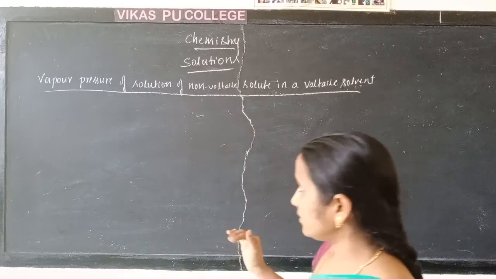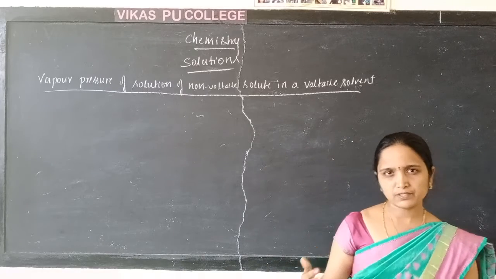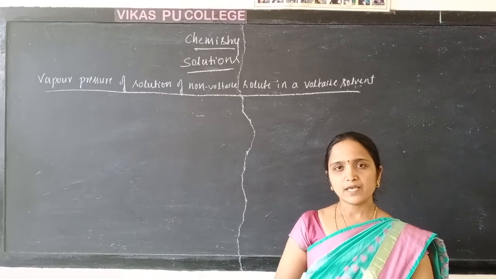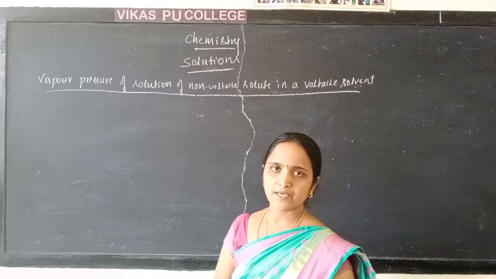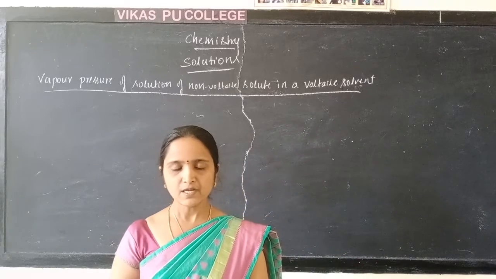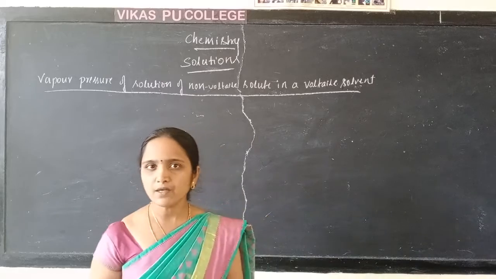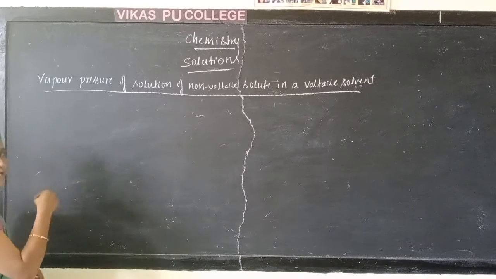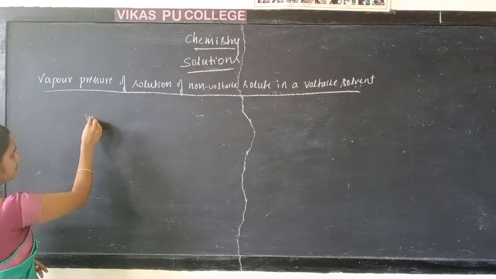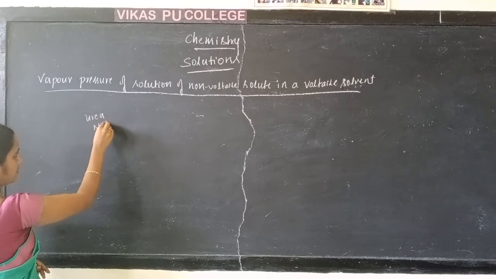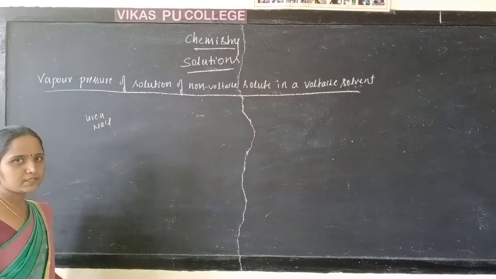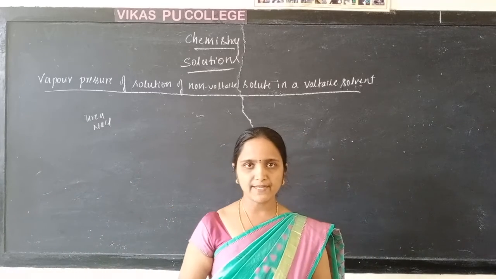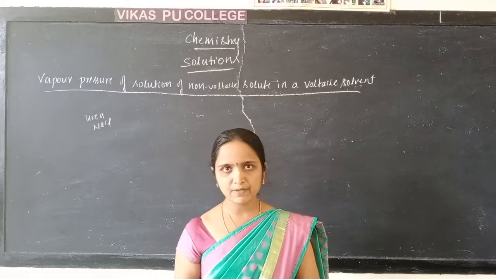We already know that the pressure exerted by the vapors of a liquid is called vapor pressure. Now we are going to add non-volatile solutes. Examples of non-volatile solutes are urea, sodium chloride, that is common salt, and sugar, which are added to the volatile solvent. We are going to take water as an example.